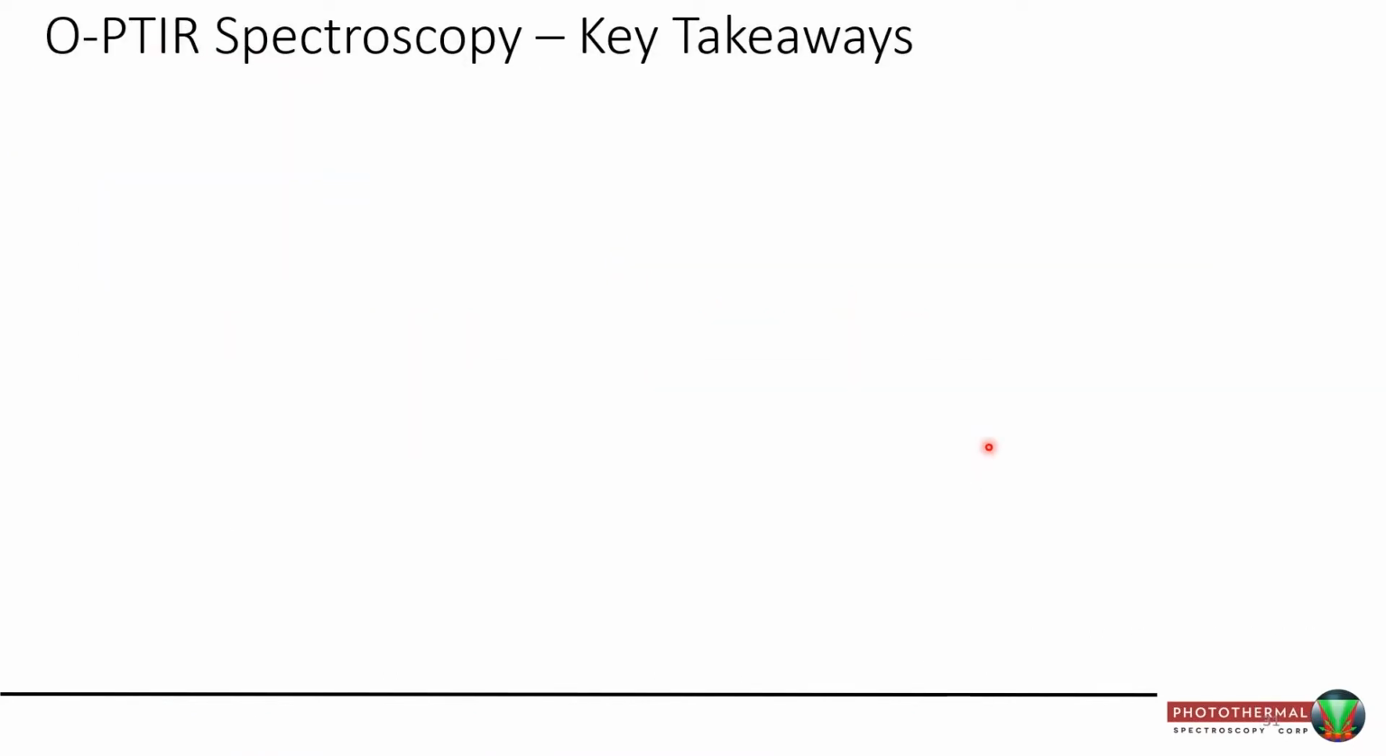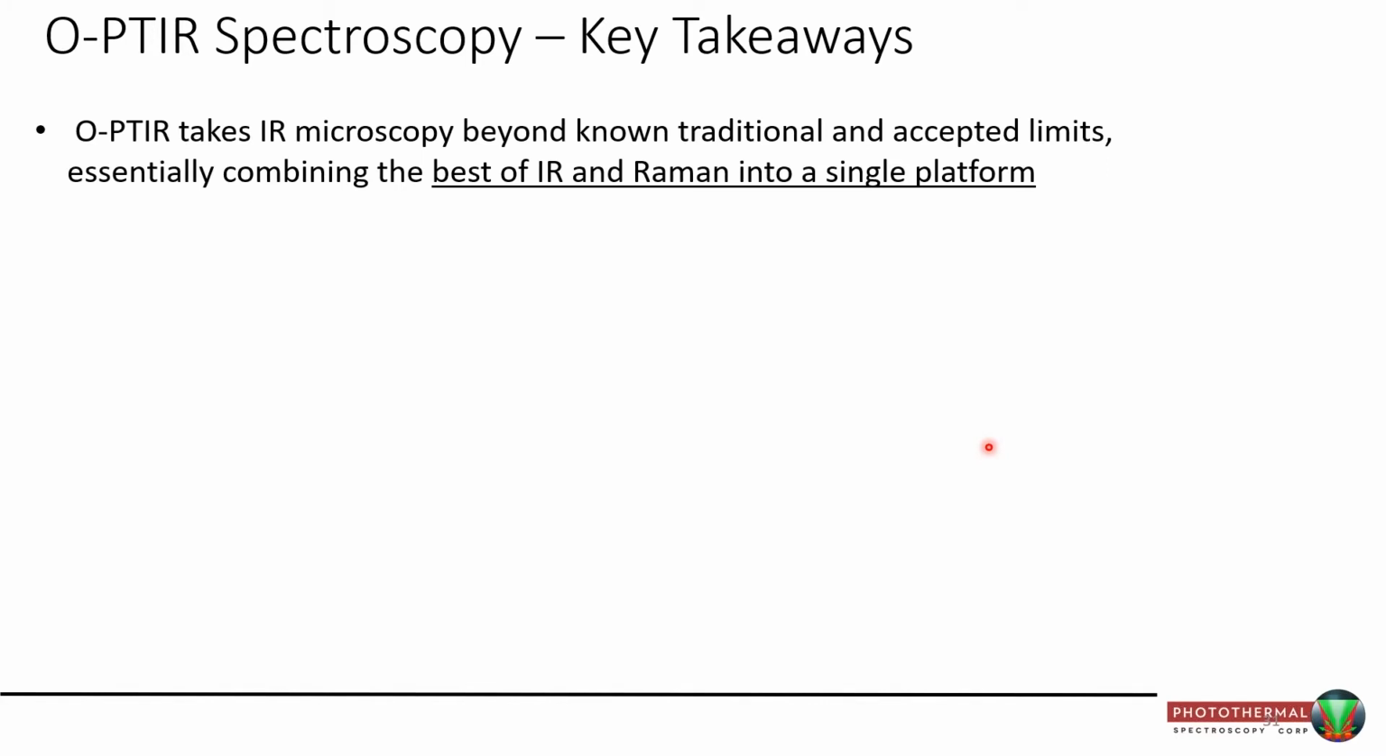That brings me toward the end of my section. The key takeaways I'd like you to leave with, and quickly remember and talk to your colleagues about, are that O-PTIR takes infrared microscopy beyond what I call traditional and accepted limits. It's a mature technique. It's been around for a while, and we're just used to it doing only certain things and not much more than that. Well, we've now leapfrogged beyond those limits, and we're also combining IR and Raman into a single platform.